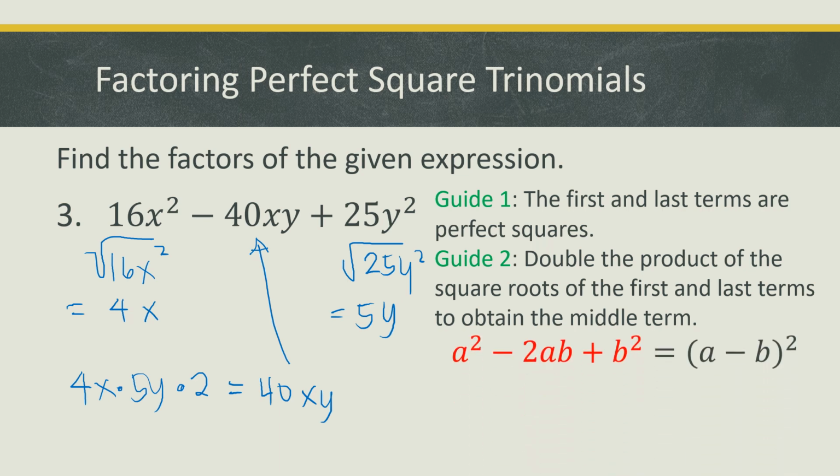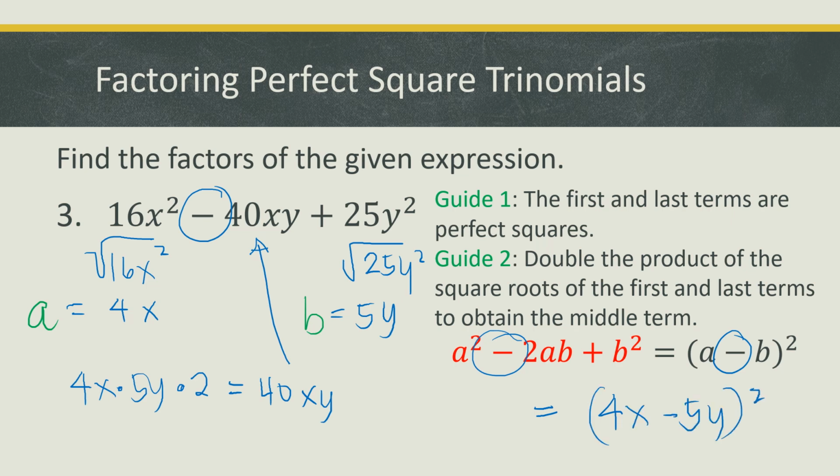So we can now use the formula again. Since the middle term is negative, we will use a negative sign. Your a value is the square root of the first term, and the b value is the square root of the last term. And that is 4x minus 5y squared.